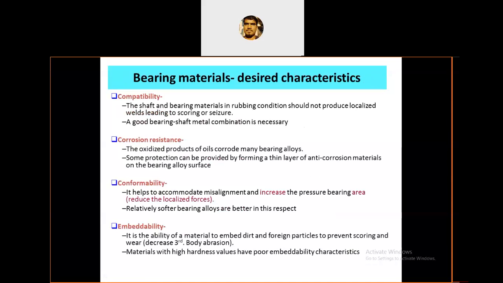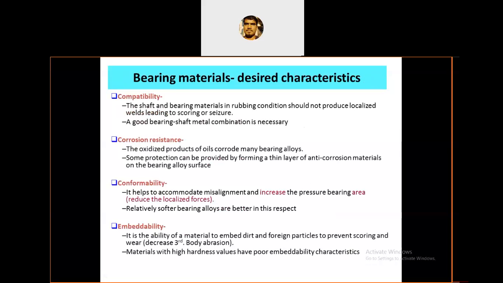So next property. Load carrying capacity is one property. The next property is compatibility. Compatibility means the shaft and the bearing material. Shaft means journal. The journal and the bearing material in rubbing conditions should not produce localized welds leading to scoring or seizing. If the two surfaces, journal surface and bearing surface, come into contact, it may lead to heat. That heat from friction then produces some sort of welds.